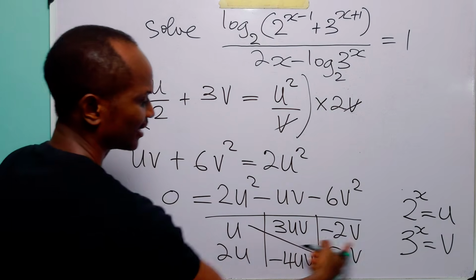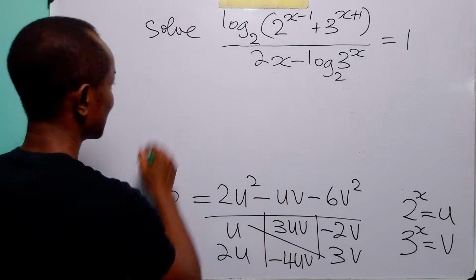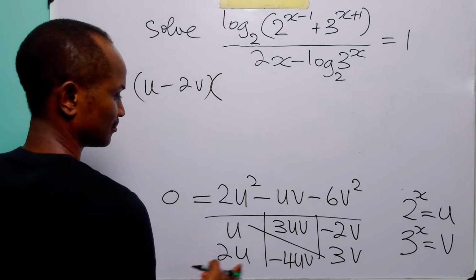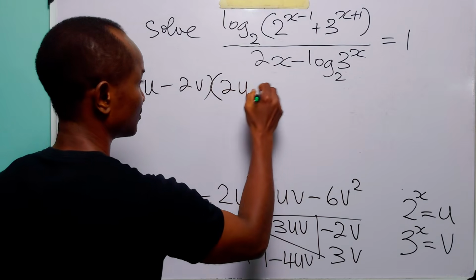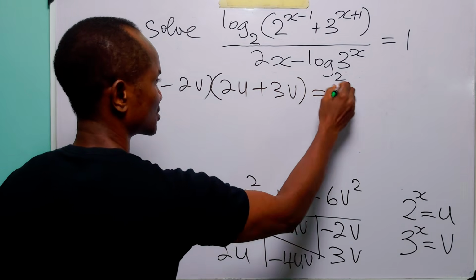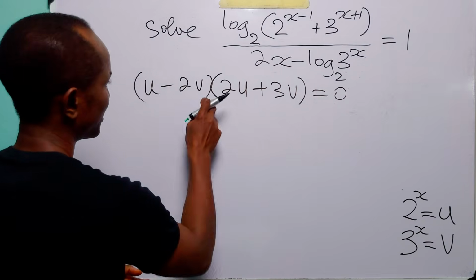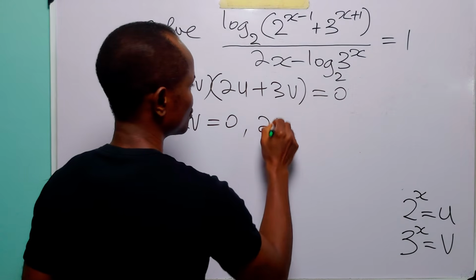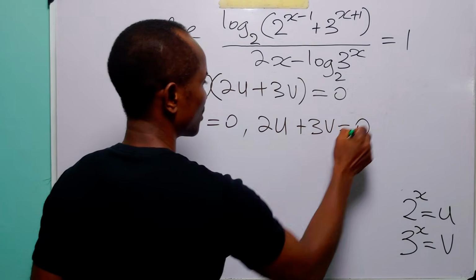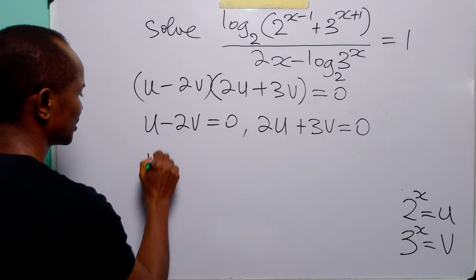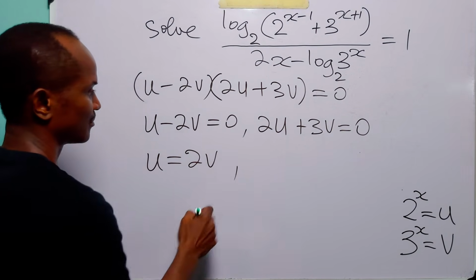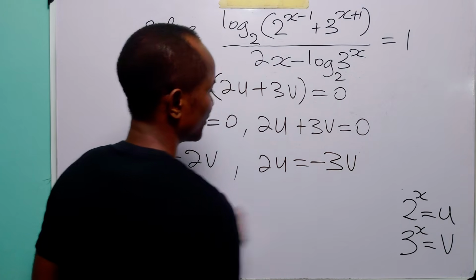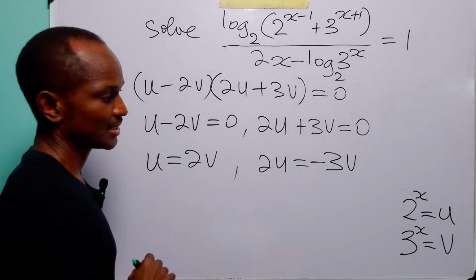So that gives us that the factors of this quadratic equation are u minus 2v and 2u plus 3v, and of course this is equal to 0. Now from here we have that either u minus 2v is equal to 0 or 2u plus 3v is equal to 0. From here we have that u is equal to 2v, and from here we have that 2u is equal to minus 3v.